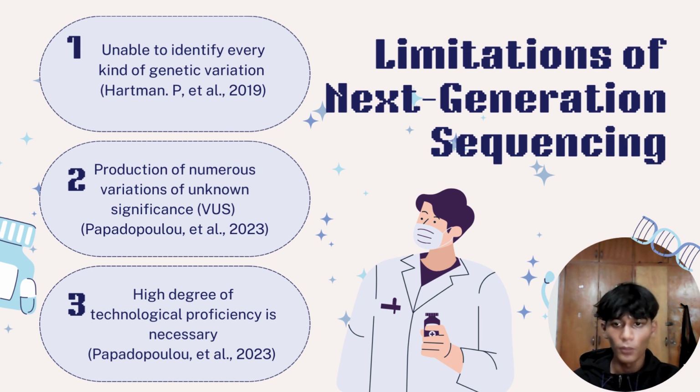Limitation 2. Production of numerous variants of unknown significance (VUS). From the research by Papadopoulou et al. in 2023, another critical constraint of NGS analysis is the generation of a large number of variants of unknown significance (VUS), complicating the interpretation of genetic data and clinical decision-making in TAAD cases.